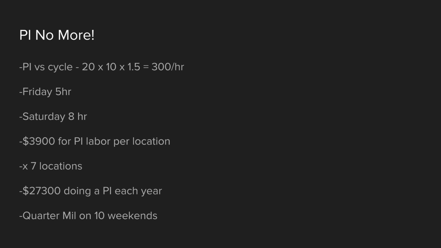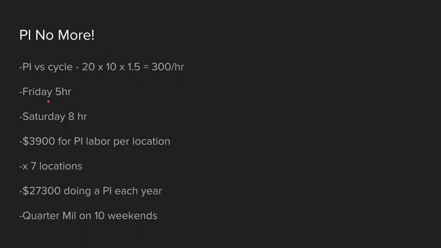on the software. So if you're still doing a physical inventory, this is where I challenge you to go through this exercise. Why are you not cycle counting? Why are you still doing this PI? And so this is my theoretical company here. I'm going to do a physical inventory each year, and I've got 20 folks. I pay them $10 an hour. They're going to be doing this on overtime, time and a half. That's basically $300 an hour in labor.